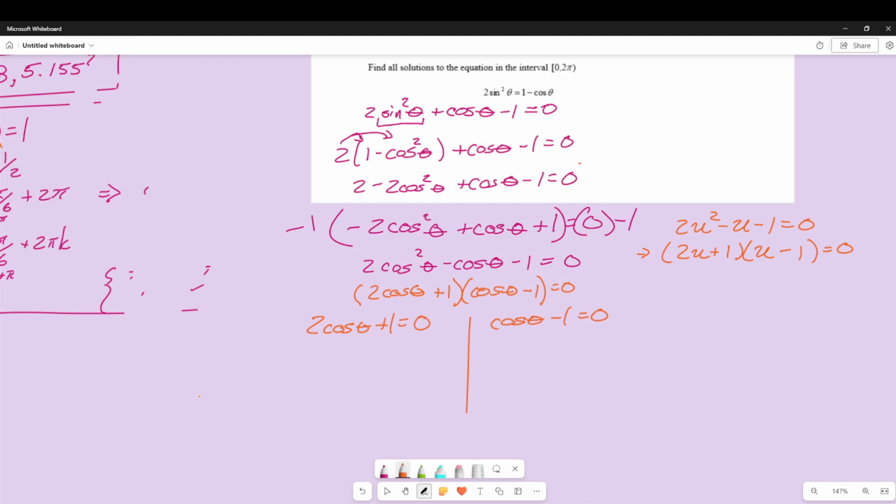Whatever makes the factors equal 0 will make the whole equation equal 0. So subtract the 1 and divide by 2, we get cosine theta equals negative 1/2. Here add the 1, cosine theta equals 1. We know cosine theta equals negative 1/2. If we take our cosine inverse, that negative 1/2 is over here in quadrant 2 at 2 pi over 3. So we're going to get 2 pi over 3 plus anything coterminal.